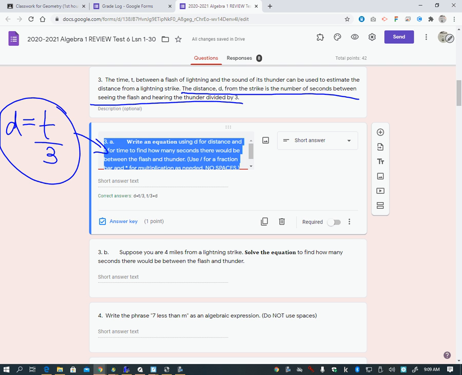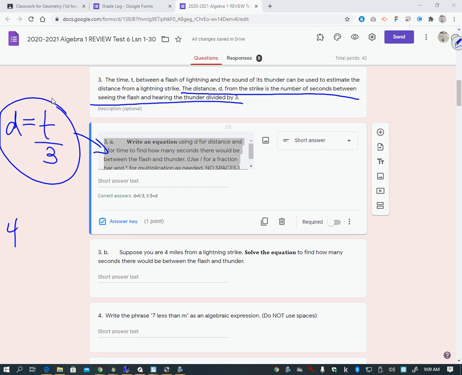Let's see. Now let's look at 3b. Suppose you are 4 miles from a lightning strike. Okay, so where would we substitute 4 into this equation up here? Distance. So we would start with 4. Solve the equation to find out how many seconds there would be between the flash and the thunder. So that would be 4 equals t over 3. How would I solve for time? Multiply by what? On both sides. All right, so 3 times 4 is 12, so t equals 12, and that should be seconds.